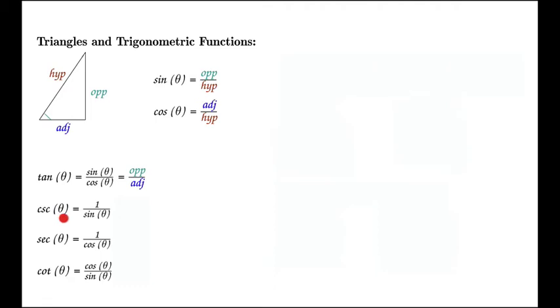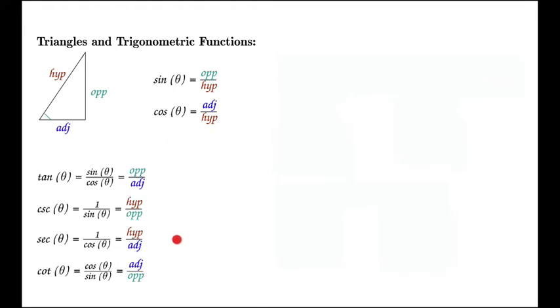Cosecant is even easier. It's the reciprocal of the sine. So I just flip my fraction to write the reciprocal and have hypotenuse over opposite. Secant is the reciprocal of cosine, so we have hypotenuse over adjacent. And cotangent is the reciprocal of tangent, so this becomes adjacent over opposite. Remembering these ratios for a triangle is helpful in evaluating our trig functions.